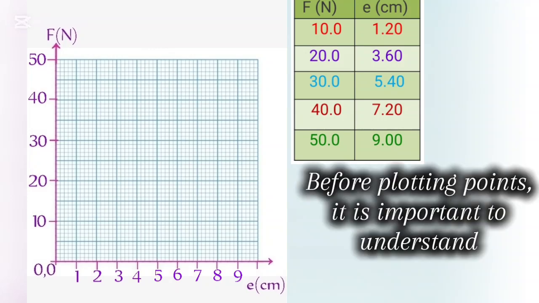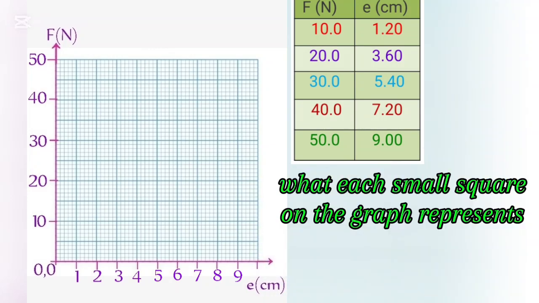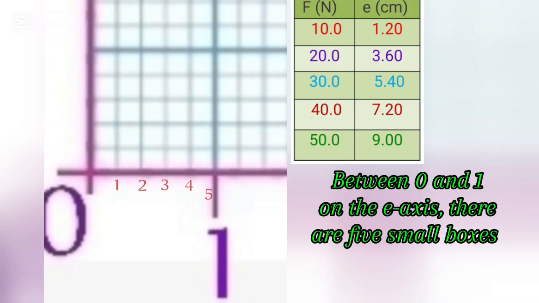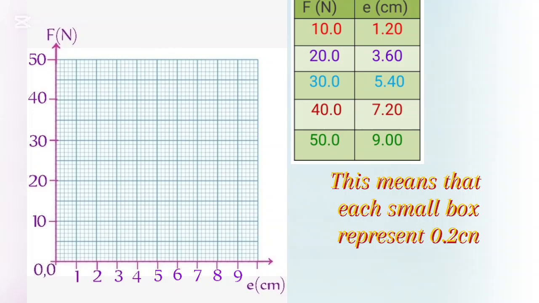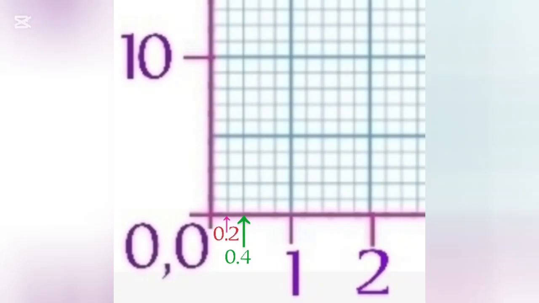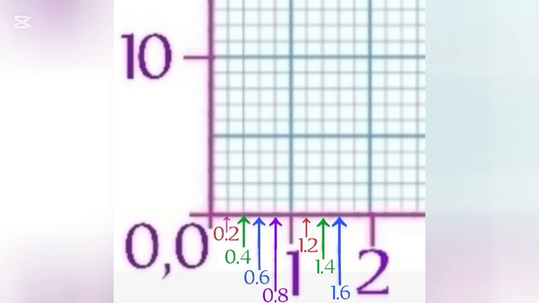Before plotting points, it's important to understand what each small square on the graph represents. Between 0 and 1 on the E-axis, there are 5 small boxes. This means that each small box represents 0.2 centimeter. So we can count as follows: 0.2, 0.4, 0.6, 0.8, 1.0, then 1.2, 1.4, 1.6, and so on.